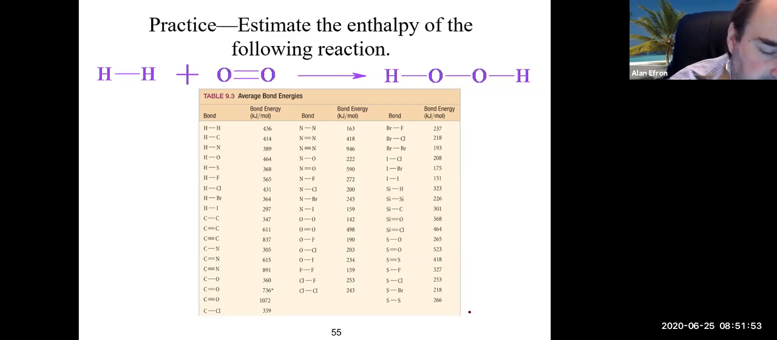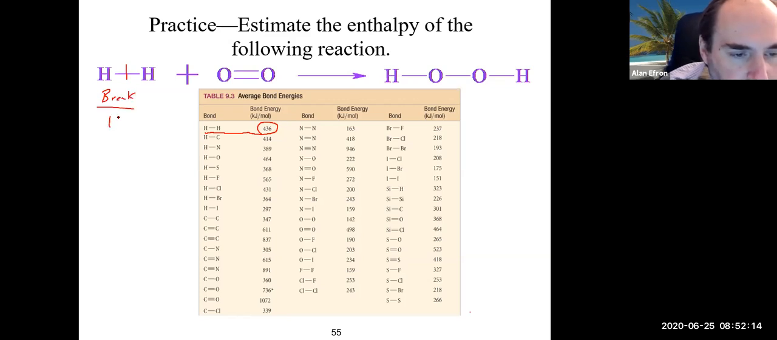Okay, so let's see. Remember, you really want to just keep track of everything. So on the reactant side, we're going to start breaking. So we're definitely breaking a hydrogen-hydrogen single bond. If you go to the table here, looks like we got 436. So we're breaking one hydrogen-hydrogen single bond, and that is 436 kilojoules.